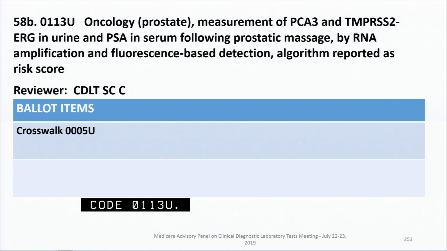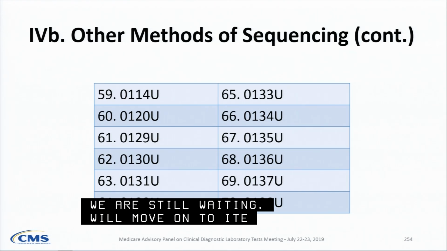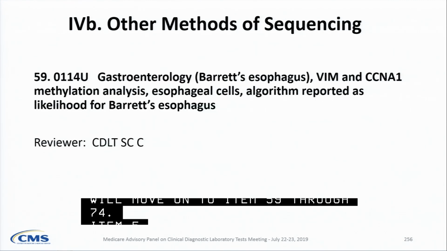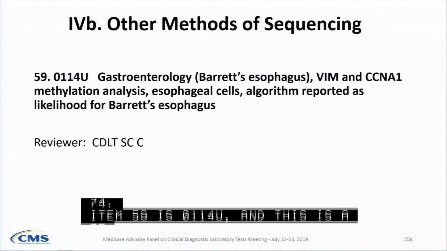Okay, oops, we're still waiting. All right, we're going to move on to items 59 through 74. And item 59 is 0114U. And this is a test for Barrett's esophagus. And I'm going to turn this over to Subcommittee C, Dr. Clark.